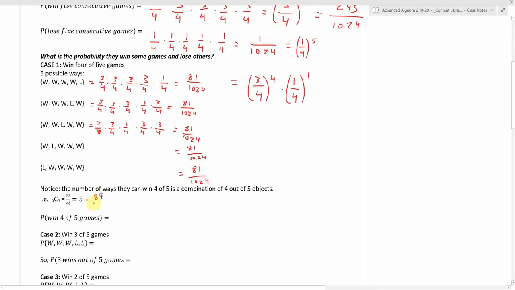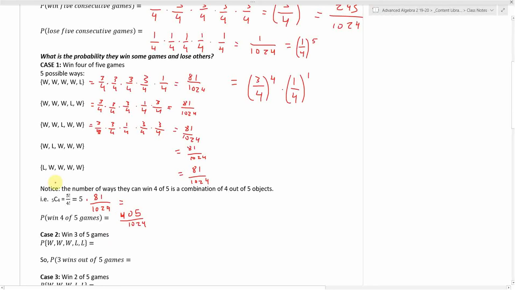So we have 5 times 81 over 1024, and we get the probability of 405 divided by 1024. This is the probability that they'll win any 4 of the next 5 games. That's this probability right here.